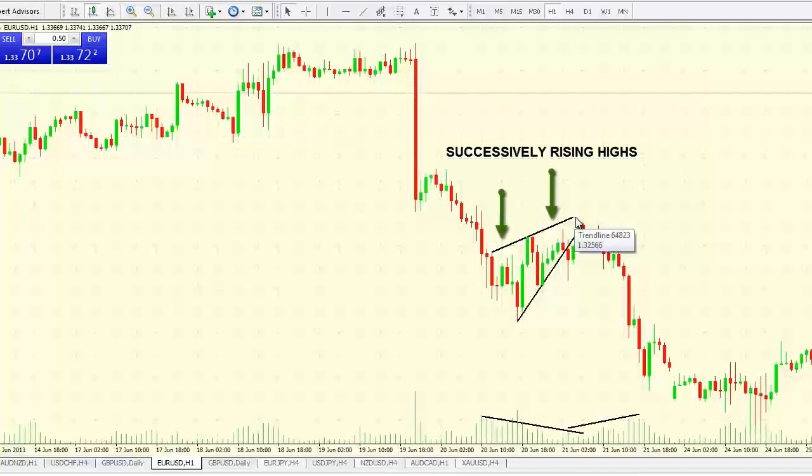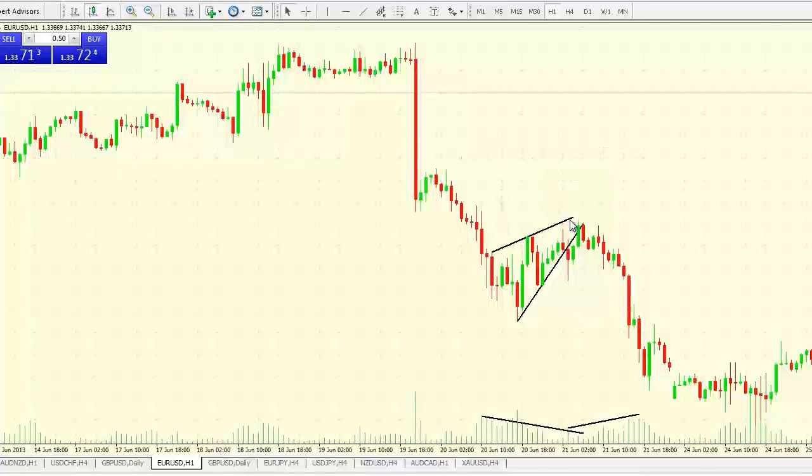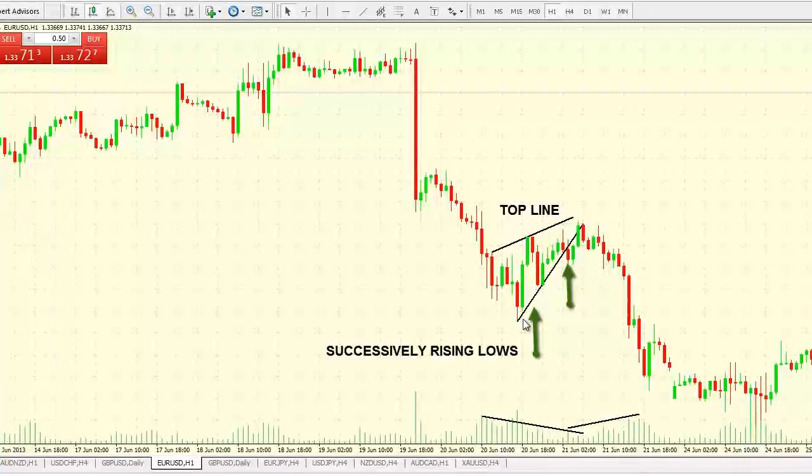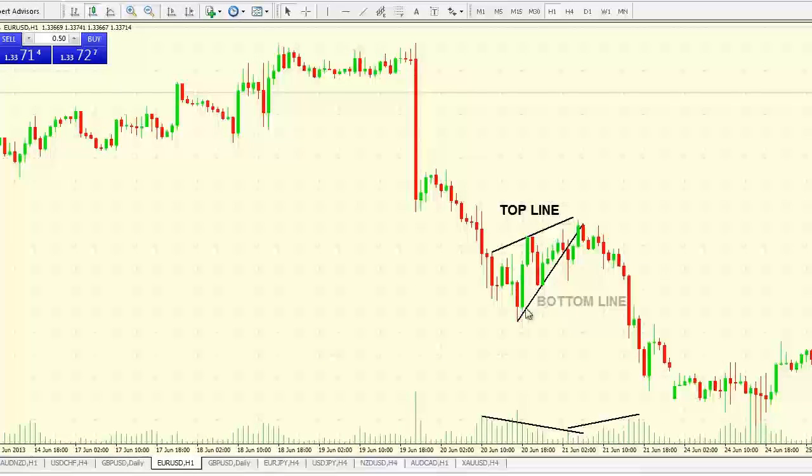These points here are the successively rising highs, and joining them would give us the top line of the wedge, while these here are the successively rising lows, and connecting them would give us the bottom line of the wedge. This completes our rising wedge formation.